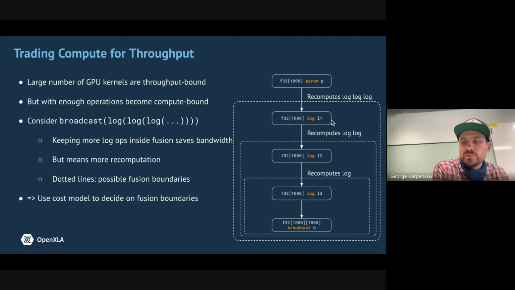Yeah, and then depending on the different dotted lines, there are different layers of recomputation we could have. So if we cut it here, we only recompute log, but if we cut it here, we recompute log. And if we cut it here, it will be recomputing log. And as you increase that tower of logs, at some point you run out of compute, and then fusing further is not helpful. So that's an example where we are using a cost model to estimate the compute cost of an operation, and to prevent fusing operations which actually makes the whole thing slower, not faster.